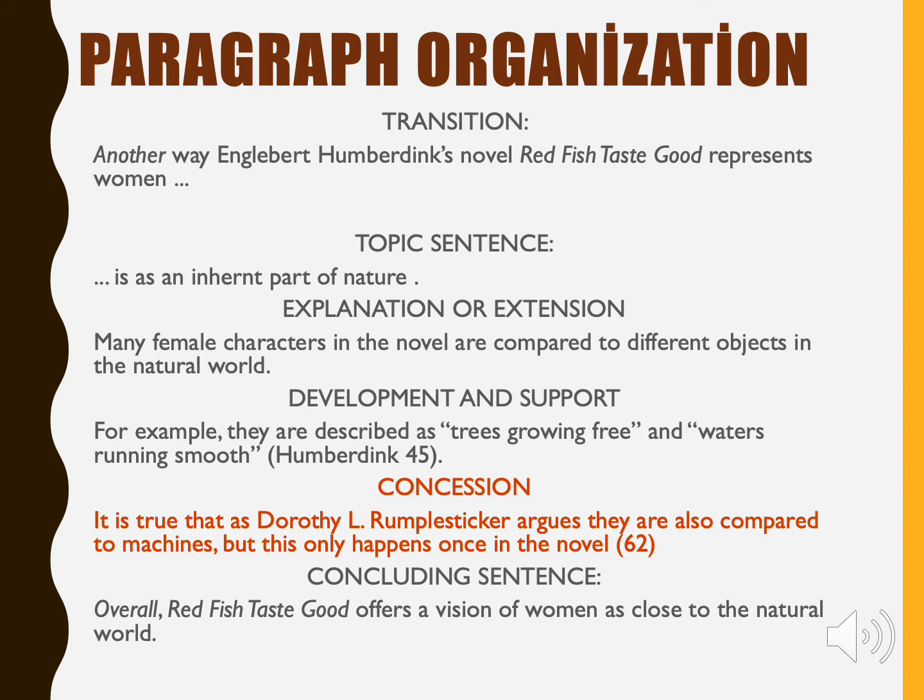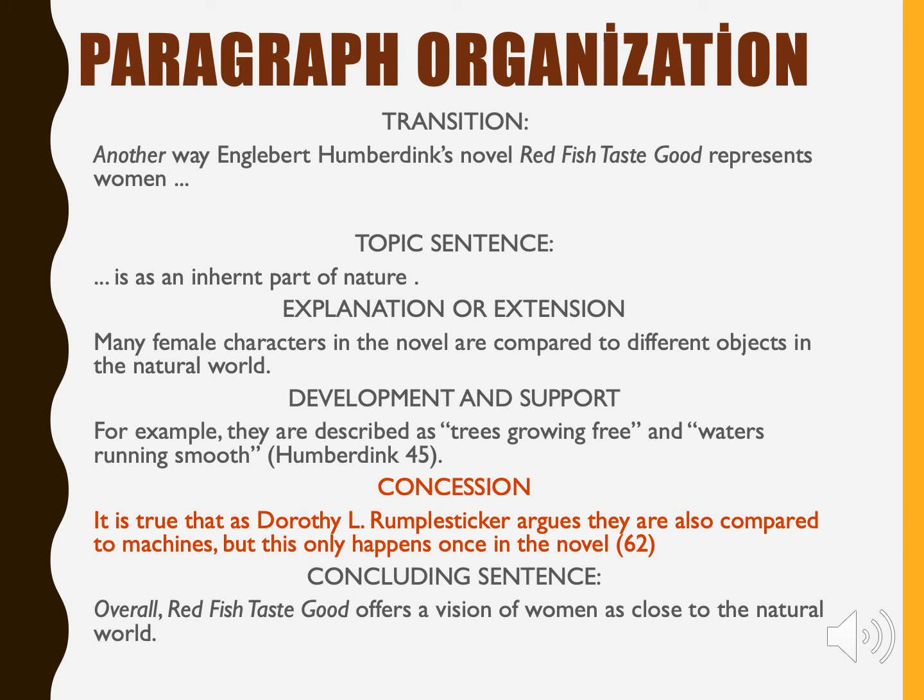So the transition: another way Engelbert Humperdinck's novel Red Fish Tastes Good represents women. So "another way" implies that the previous paragraph has talked about this before. And then we have the topic sentence: represents women as an inherent part of nature. There's an explanation: many female characters in the novel are compared to different objects in the natural world. So this is explaining what I mean and extending the argument. Development and support: for example, they are described as, quote, trees growing free and waters running smooth. That's what Humperdinck says on page 45.